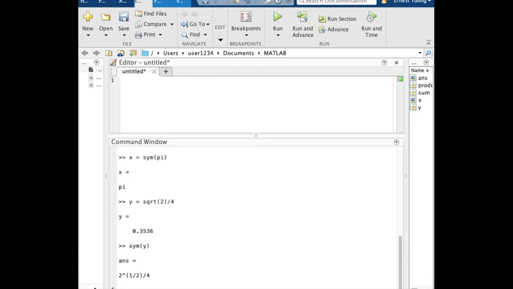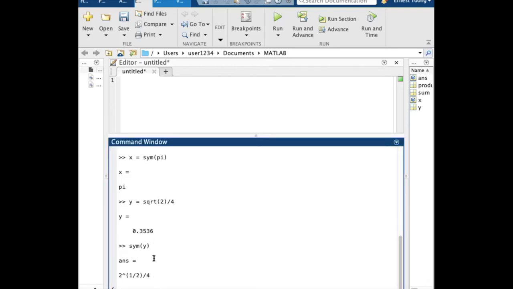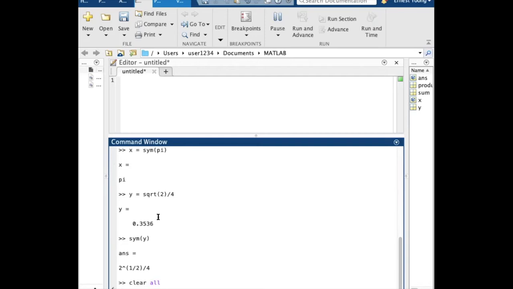If you want to clear everything here, you can use clear all, and now everything is gone. And if we want to clear the code here, use clc.